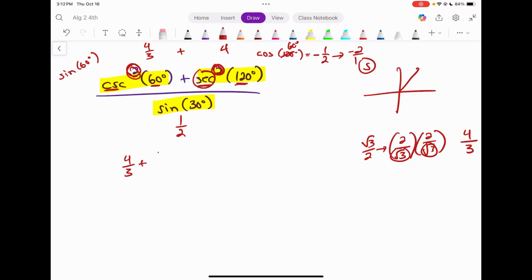In order to add those two things together, we need a common denominator. We're going to multiply top and bottom by 3. That'd be 12 over 3. So the top's final answer is 16 over 3. Divided by, the bottom is 1/2.